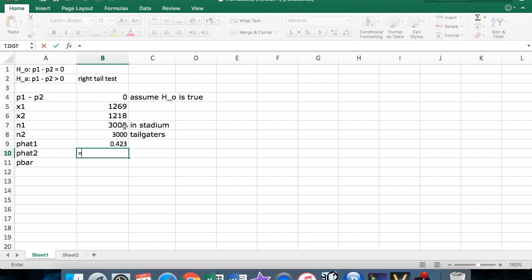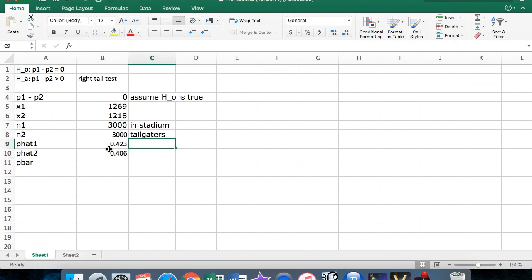Okay, so then now my x2 divided by n2 gives me my other one. So these are the proportion of people who were pretty much drunk, right? Or at least their alcohol content was above the state level, among the stadium, and then above the state level among tailgaters.